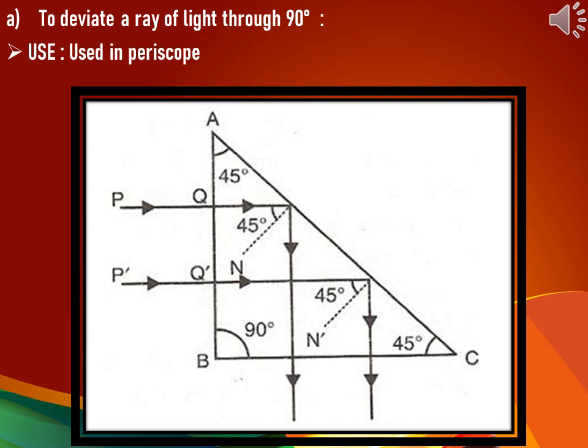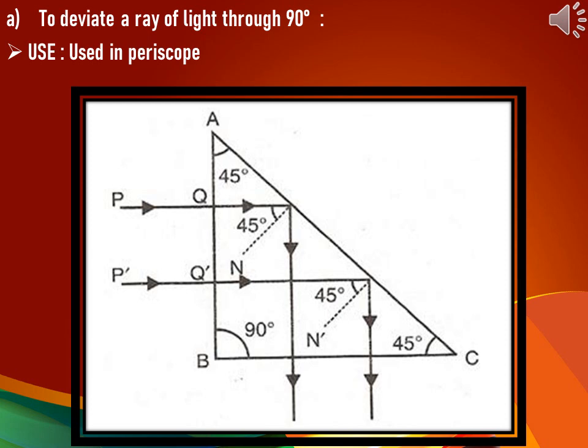To deviate a ray of light through 90 degree. In figure, ABC is a total reflecting prism. A beam of light is incident normally at the face AB. It passes undeviated into the prism and strikes at the face AC at an angle of incidence equal to 45 degree. For glass-air interface, the critical angle is about 42 degree.